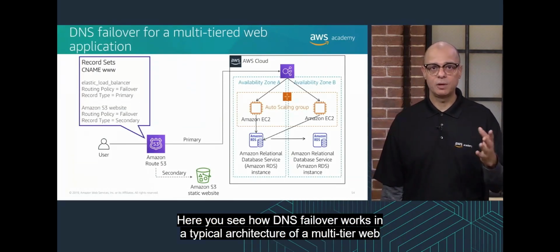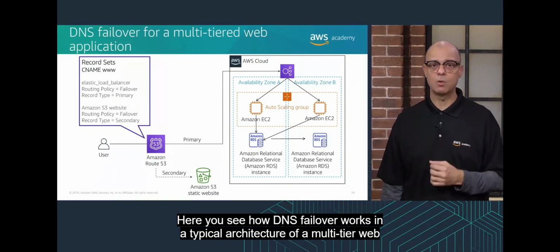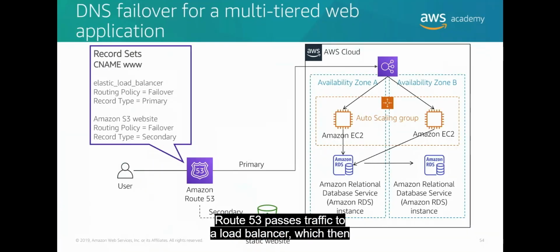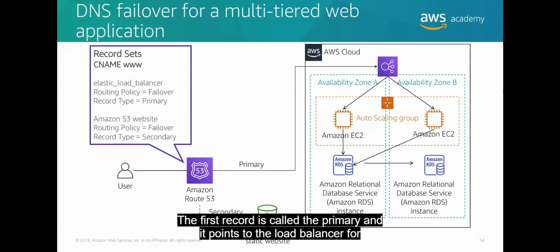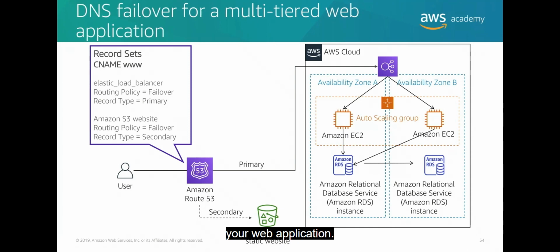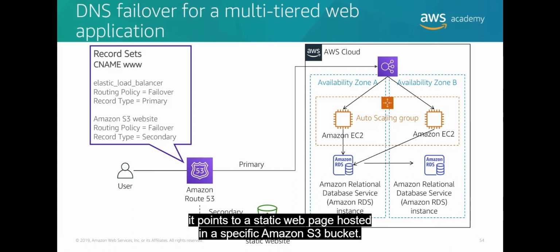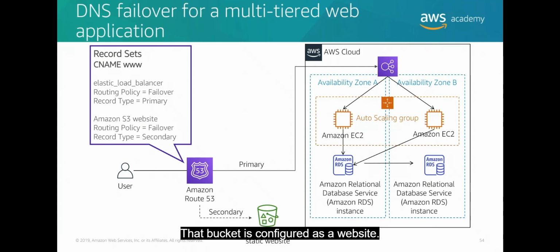Here you see how DNS failover works in a typical multi-tier web application architecture. Route 53 passes traffic to a load balancer, which then distributes the traffic to a fleet of EC2 instances. To ensure high availability, you can create two DNS records for the host www with a routing policy of failover. The first record is called the primary, and it points to the load balancer for your web application. The second record is the secondary, and it points to a static web page hosted in a specific Amazon S3 bucket. That bucket is configured as a website.